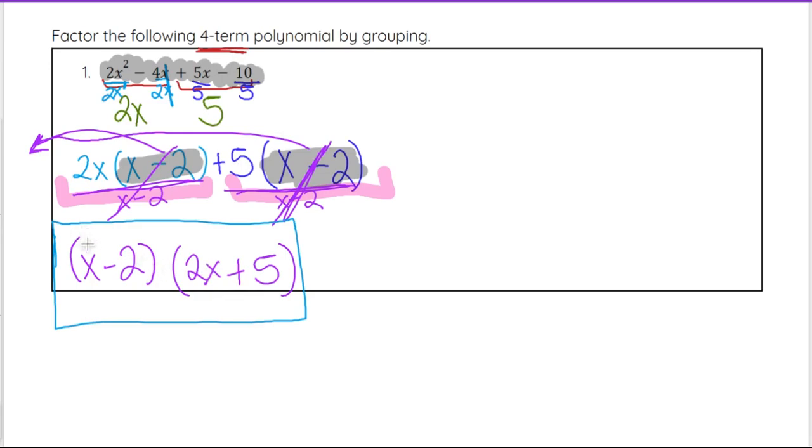And you can check it by distributing it back. So if you did x times 2x, x times 5, negative 2 times 2x, and negative 2 times 5, you would see that you would end up with an equivalent polynomial to what you started with.